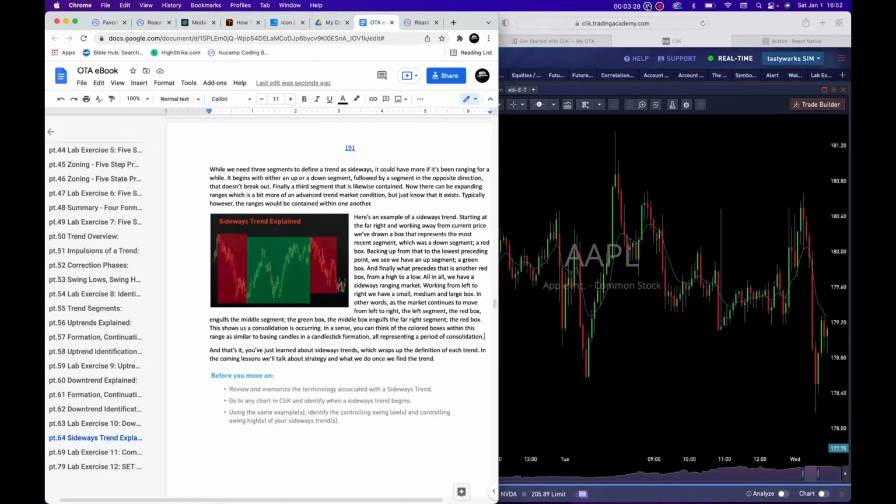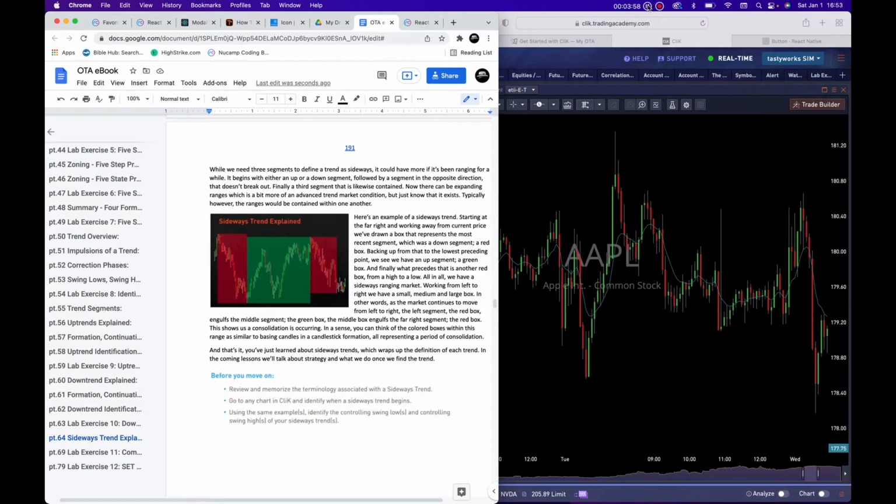Now, there can be expanding ranges, which is a bit more of an advanced trend market condition, but just know that it does exist. Typically, however, the ranges would be contained within one another. Now, here's an example of a sideways trend. Starting at the far right and working away from current price, we've drawn a box that represents the most recent segment, which was a down segment, a red box.